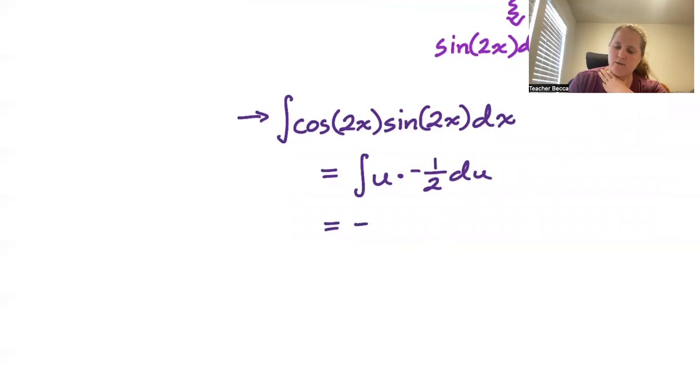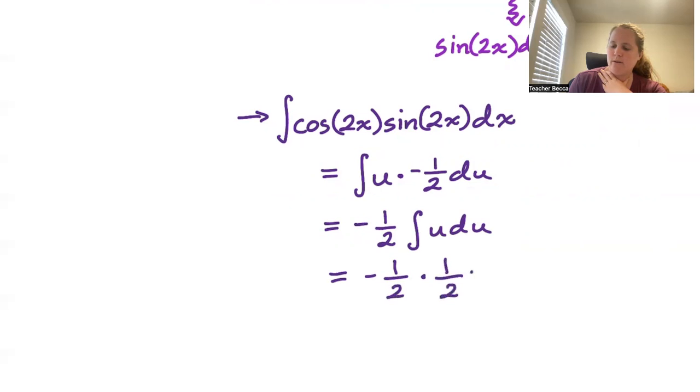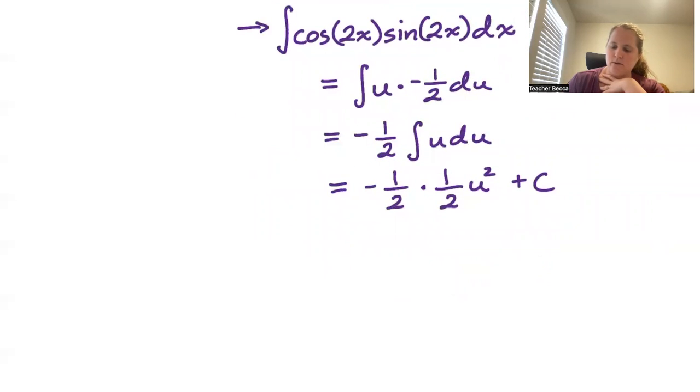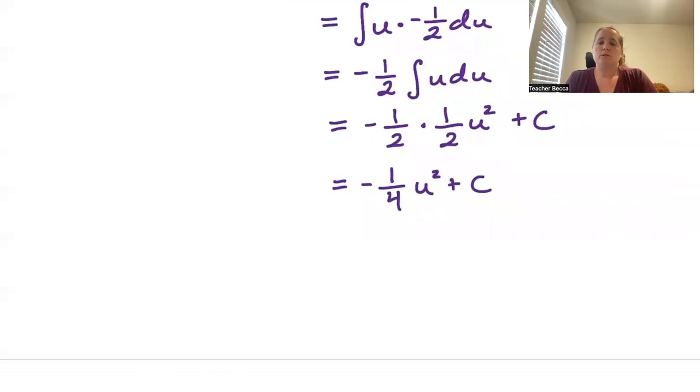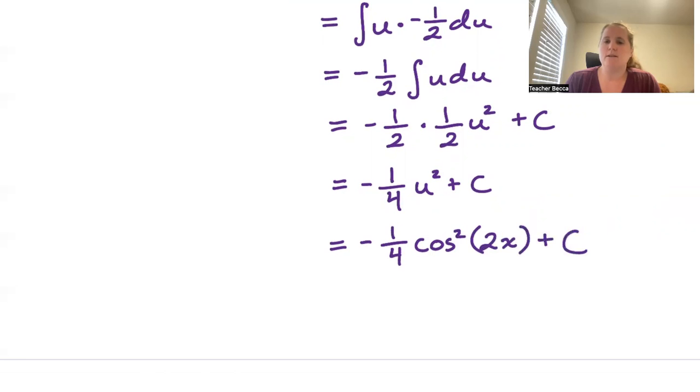We have -1/2 times the integral of u du. This becomes -1/2 times 1/2 u squared, since the integral of u is 1/2 u squared, plus c. So we are looking at a -1/4 u squared plus c. U was cosine of 2x. So this is a -1/4 cosine squared of 2x plus c.